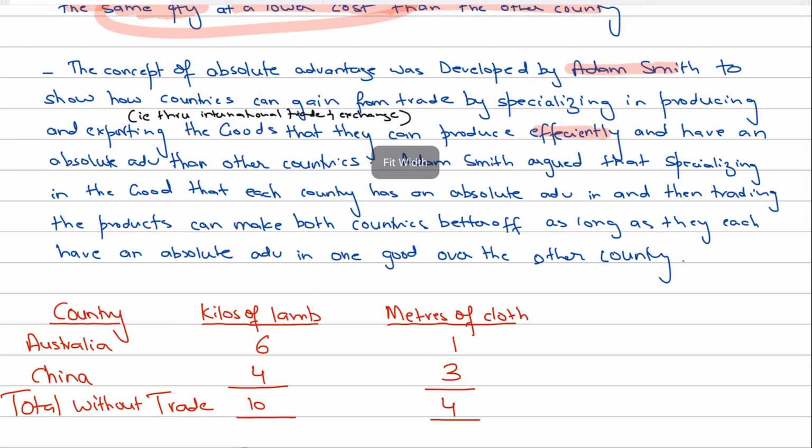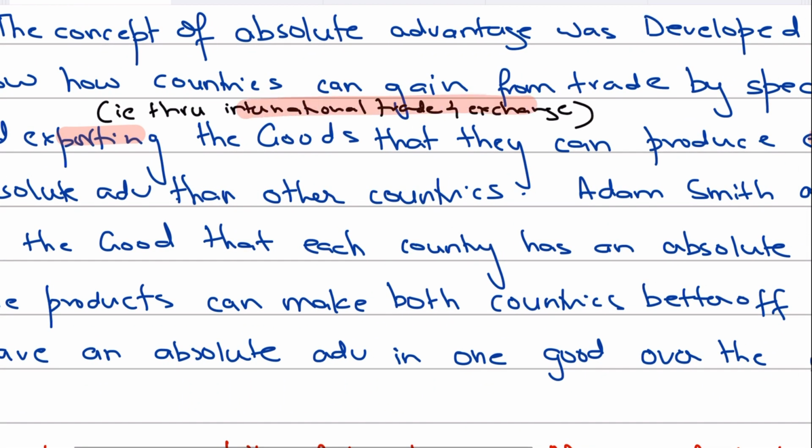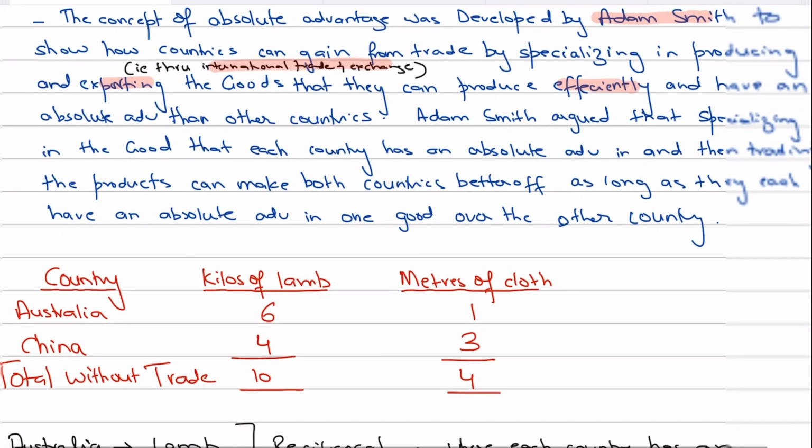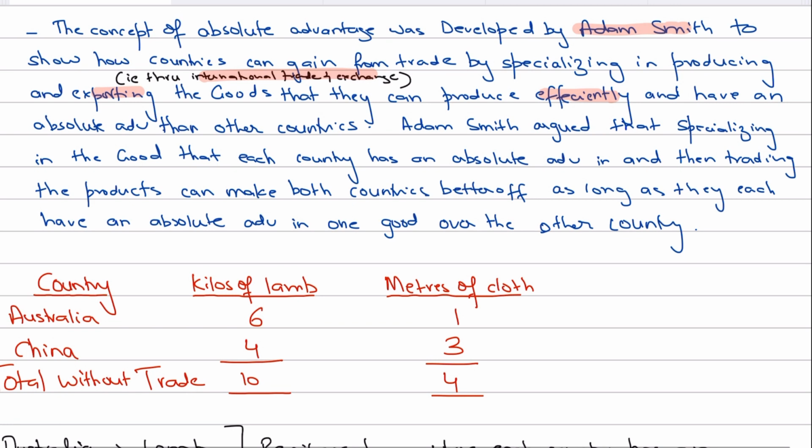So he said to specialize in producing those goods in which you have an absolute advantage, that you can produce efficiently, and then export it through international trade, exchanging it for another good that you cannot produce. In fact, you don't have an absolute advantage in producing that, and then trading and exchanging it with another country.